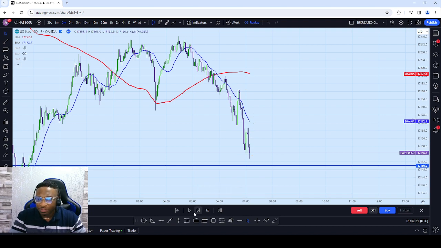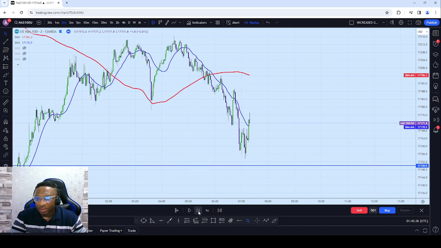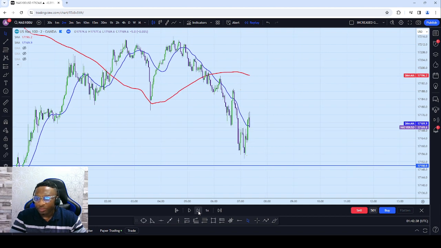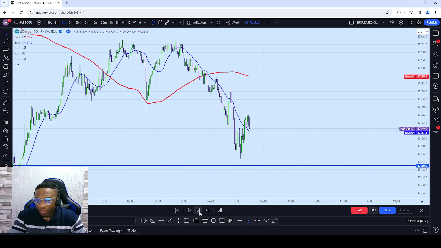So let me just play and see how it goes, and then we'll continue from there. Price has now crossed above the 20 moving average with this powerful bull candle. You can see it crossed above it, and now it looks like the 20 moving average is holding on to price. So let me continue playing it, and then we see how price got held by the 20.